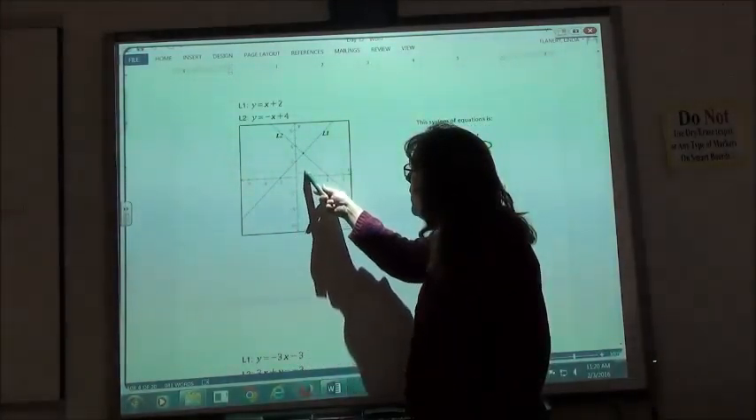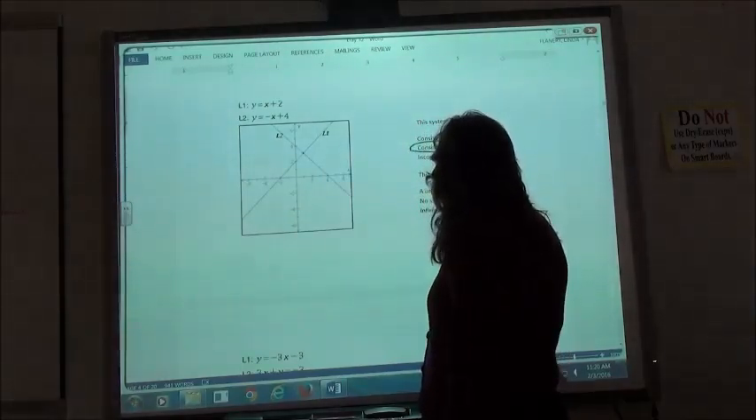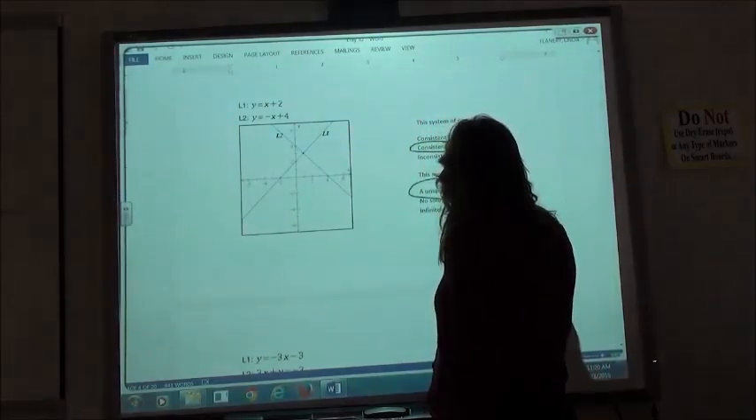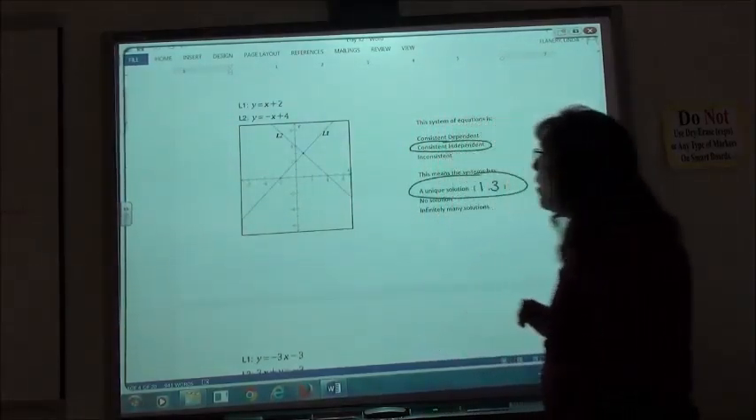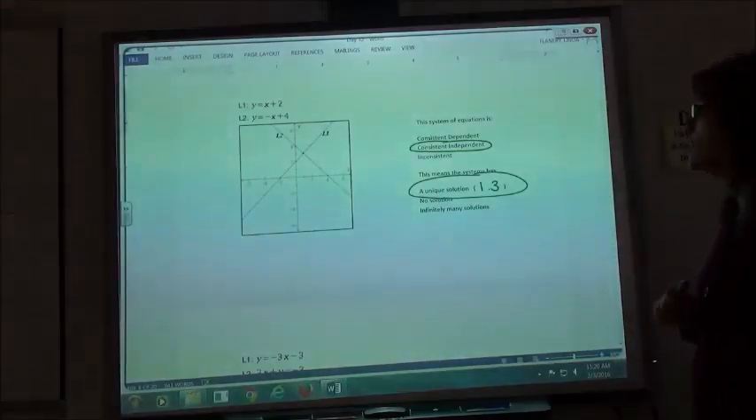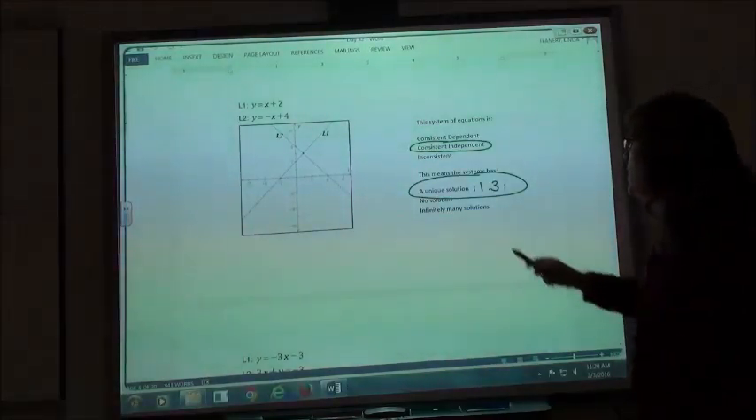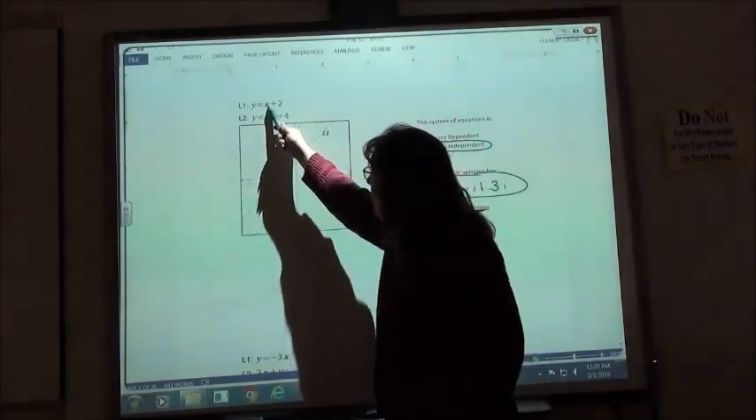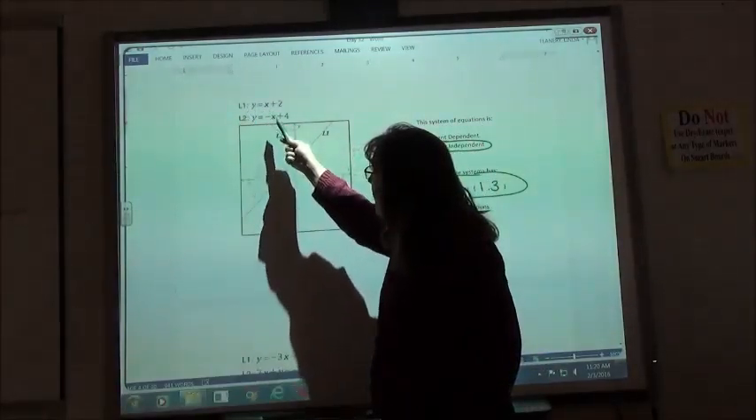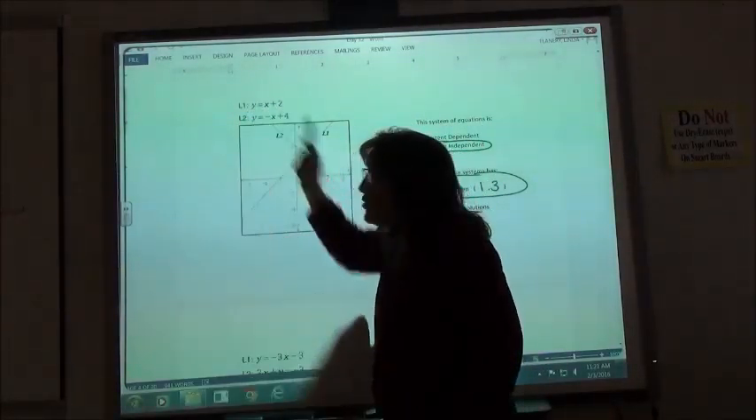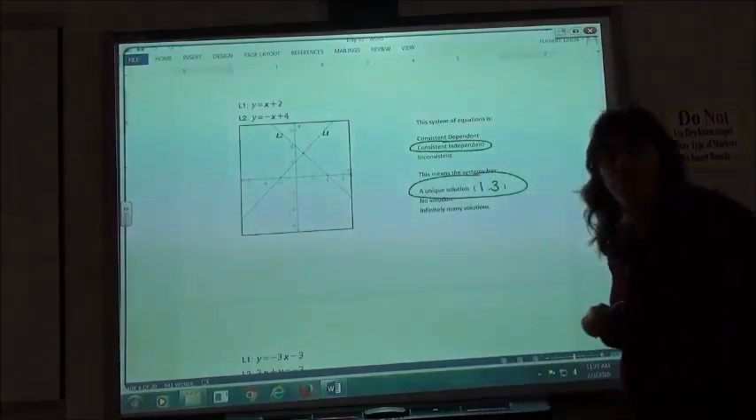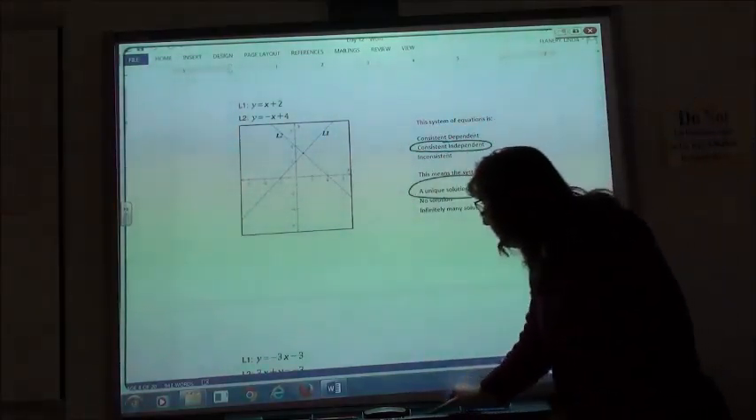The solution is the point where those two lines cross. So at 1, 3 is where they cross. You're going to have a unique solution, and you're going to put in that ordered pair, 1, 3 being the solution to my system of equations. So that if I put 1 in for x, I get 3 for y. If I put 1 in for x here, I also get 3 for y. Works in both of my equations.